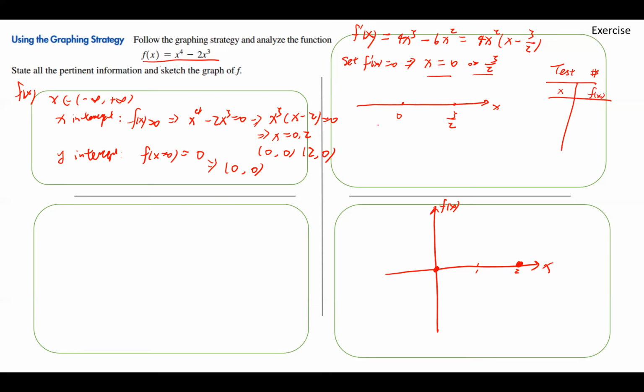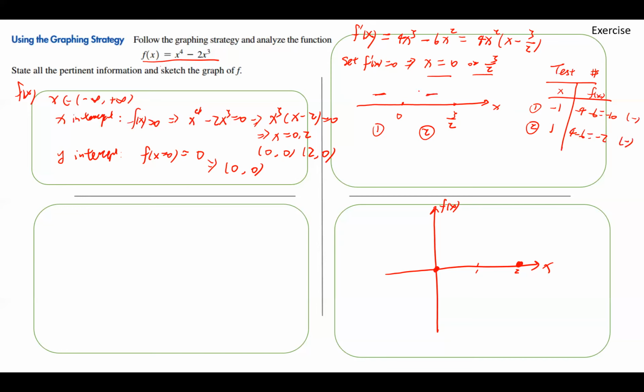So for the first region, let's plug in, for example, -1. So f prime of x, plugging in -1, will be -4 minus 6, equal to -10, which is negative. So it's going to be negative in this region. For the second region, let's just plug in 1. So we're just plugging in an easy number to work with. It's going to be 4 minus 6, equal to -2, which is also negative.